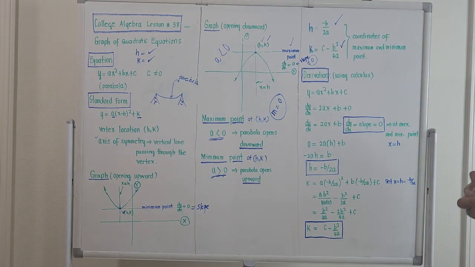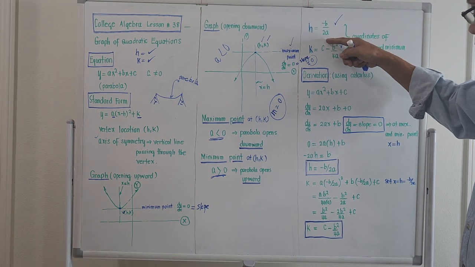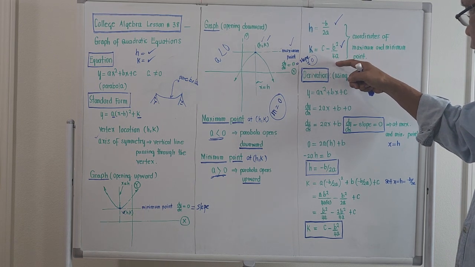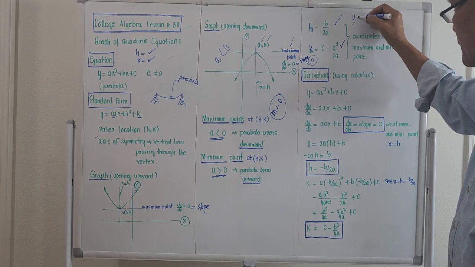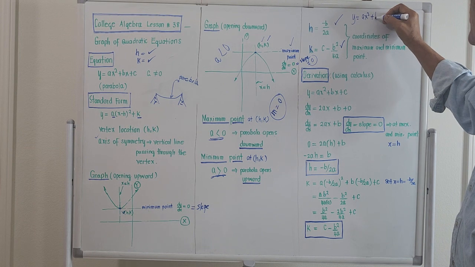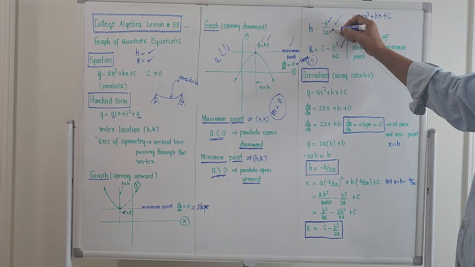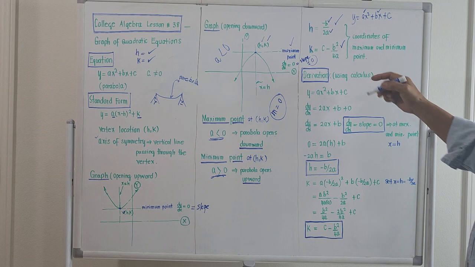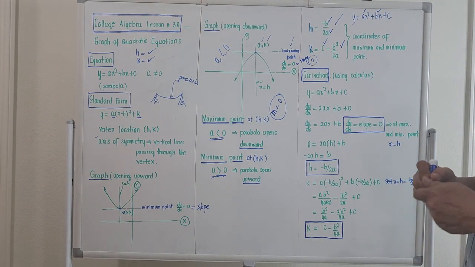I'll place it here. h will be the ratio negative b over 2a. And the value k will be c minus b squared over 4a. The values of a and b come from the equation y equals ax squared plus bx plus c. So this b and a come from here, right? And the value c is this one. So memorize this by heart.